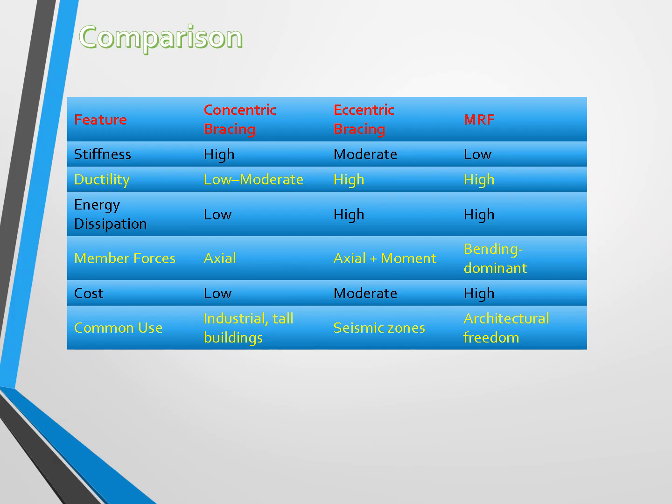For the cost, concentric bracing imposes low cost to a project, while eccentric bracing has a moderate cost and the moment resisting frame costs the highest amount. And for common use, concentric bracings can be used for industrial and tall buildings, while eccentric bracing can be used for seismic zones, and the moment resisting frame can be used for high seismic zones where we need architectural freedom.